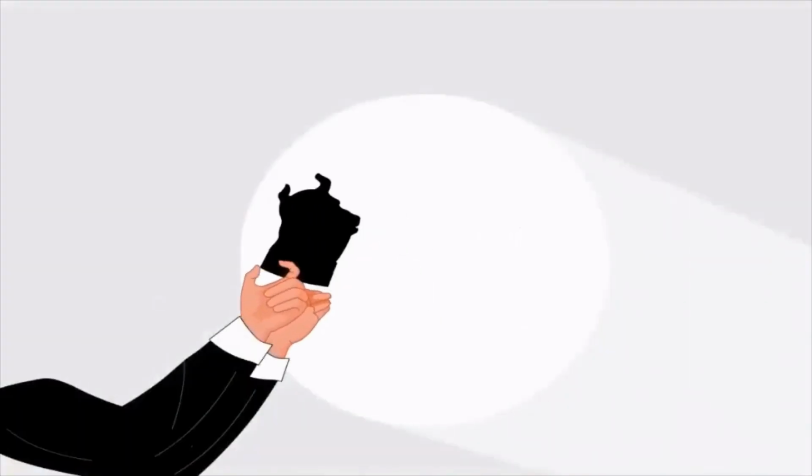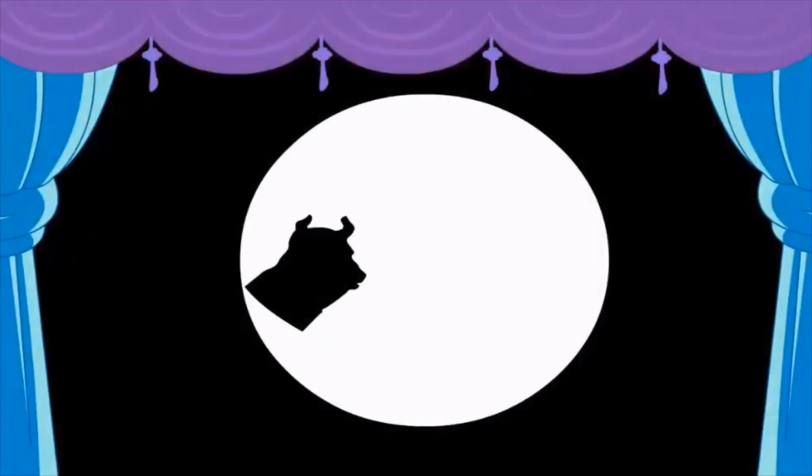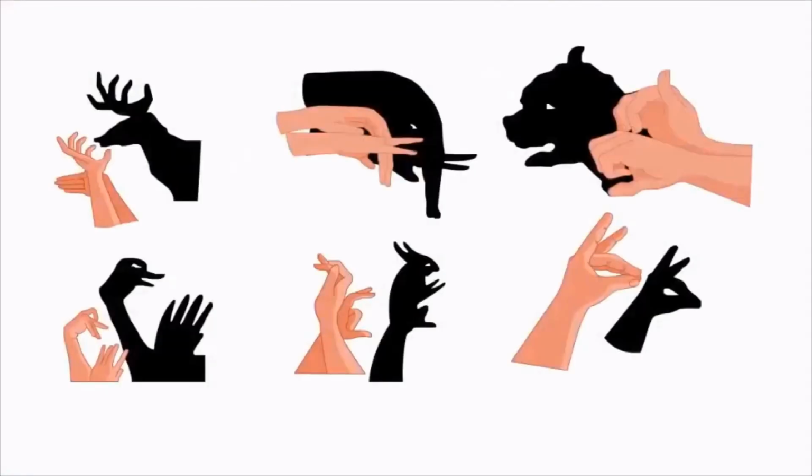Projected on the screen is the silhouette or shadow of the hands formed when the hands obstruct the light falling on them. Thus we get the shadow puppet show. Here are some hand shadow images formed by blocking the incident light. Try them.